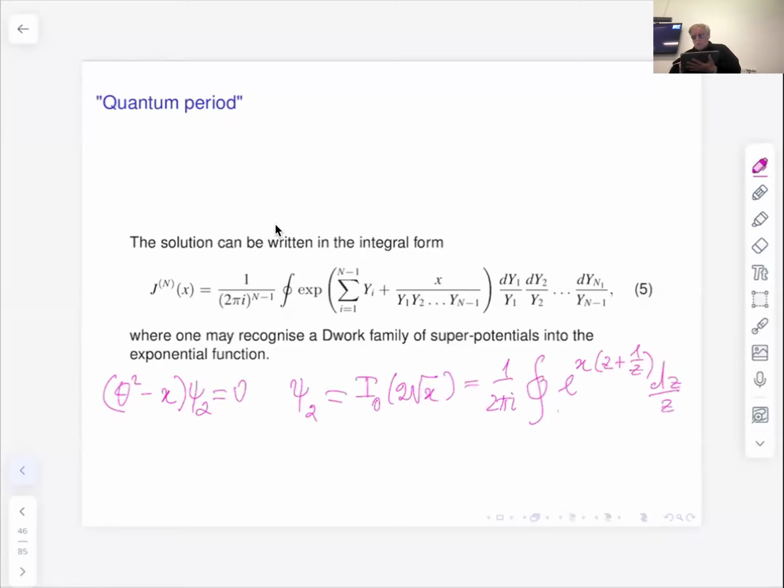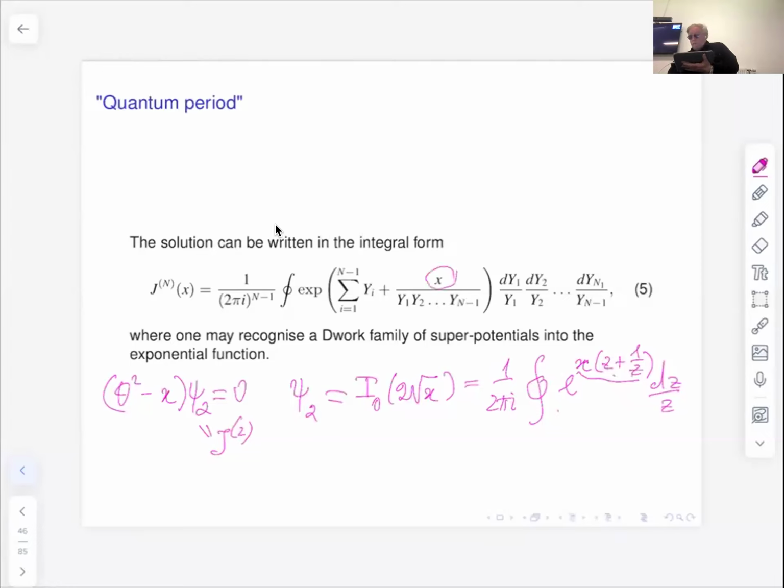So you see that this is the function which depends on x and integration parameter z. For the case of n equal 2, it is g2 in this notation. If we take any n, then we should take the exponential of a multi-dimensional analog of this function. So we have, first of all, the parameter x.